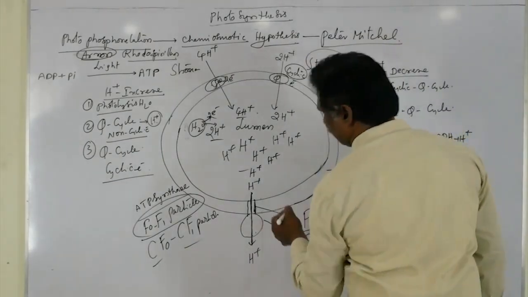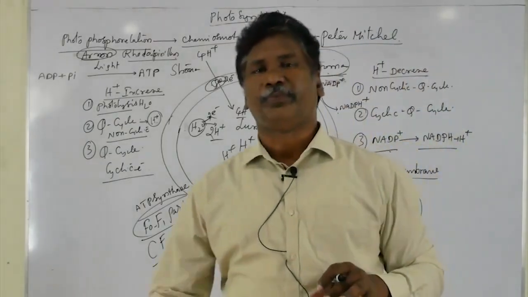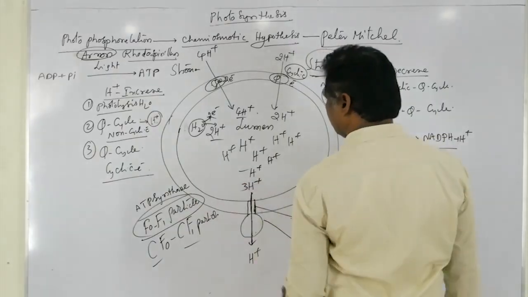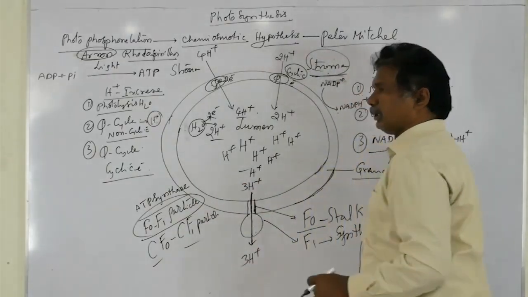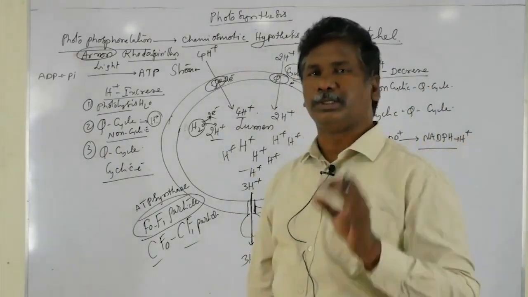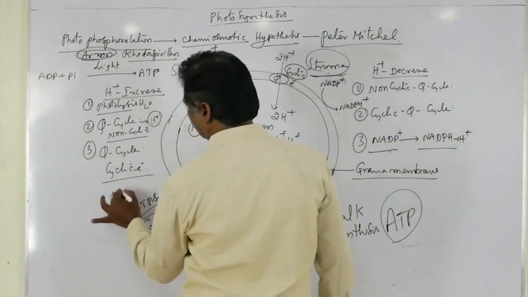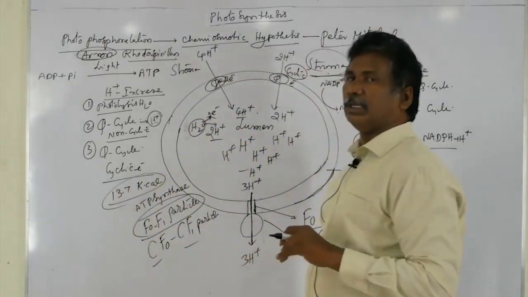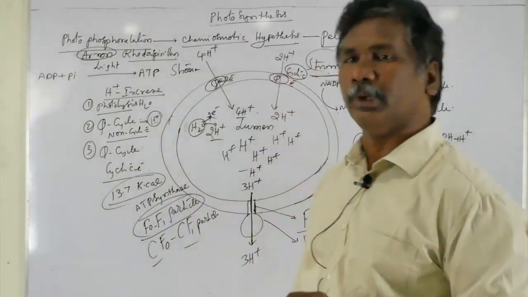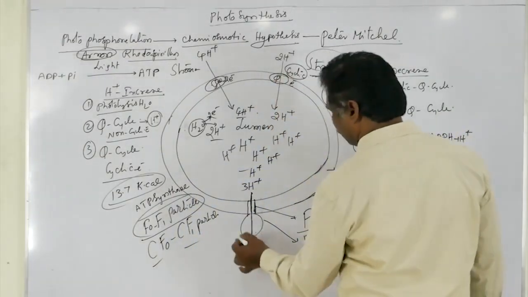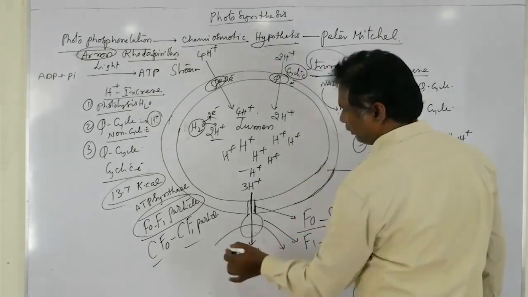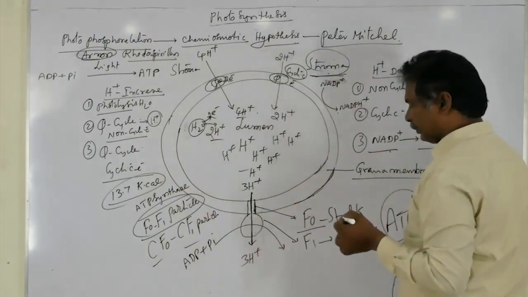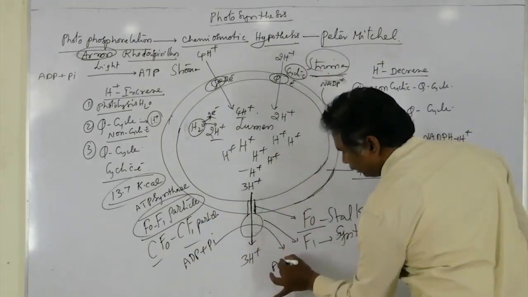But how is it possible? Through the F0, if every 3 H plus move from lumen to the stroma, that can produce a large amount of energy. It is not given in the book, but nearly 13.7 kilocalories of energy is released. That energy is useful for the preparation of 1 ATP molecule. So that energy can be utilized by ADP, adenosine diphosphate, which in the presence of inorganic phosphate can be converted into ATP.